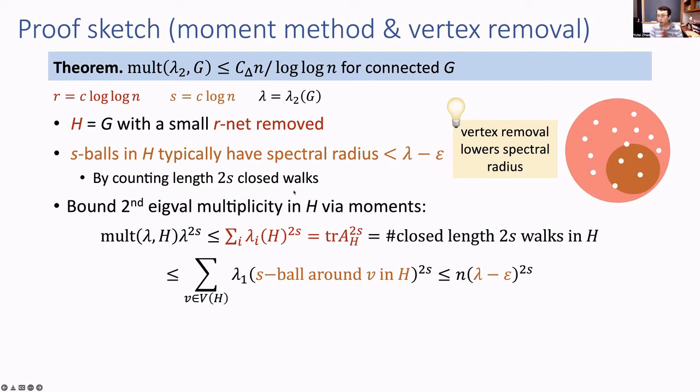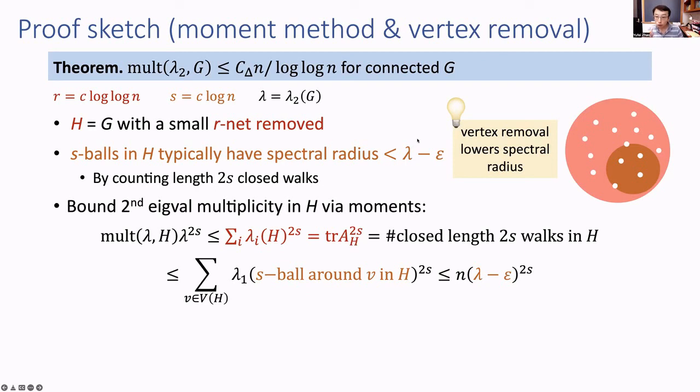Well, what does a closed walk of length 2s in H look like? I start from somewhere, and I have to walk 2s steps and return to where I started. So that walk cannot wander distance more than s away from where I started. It must stay in the ball of radius s. Right? So if I start at the center, I can't wander too far, or else I don't have enough time to come back.